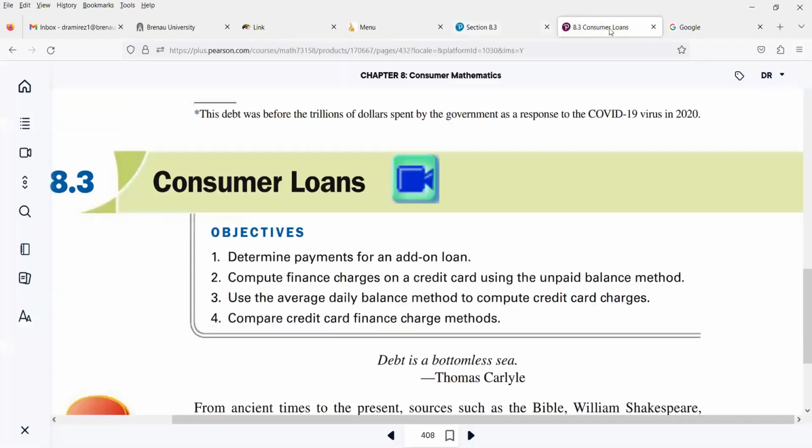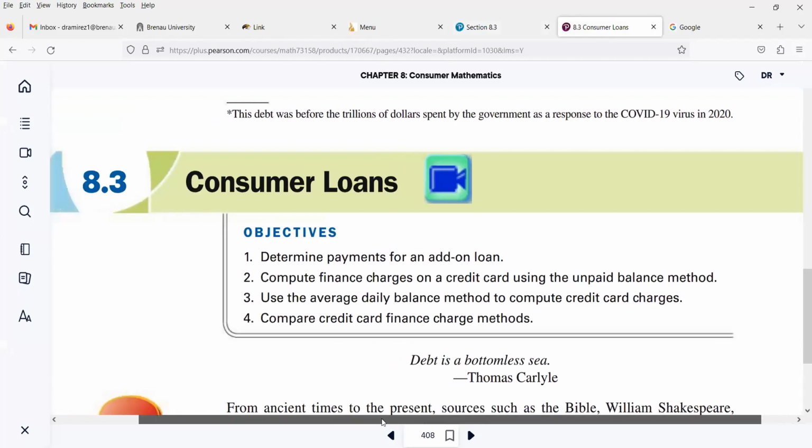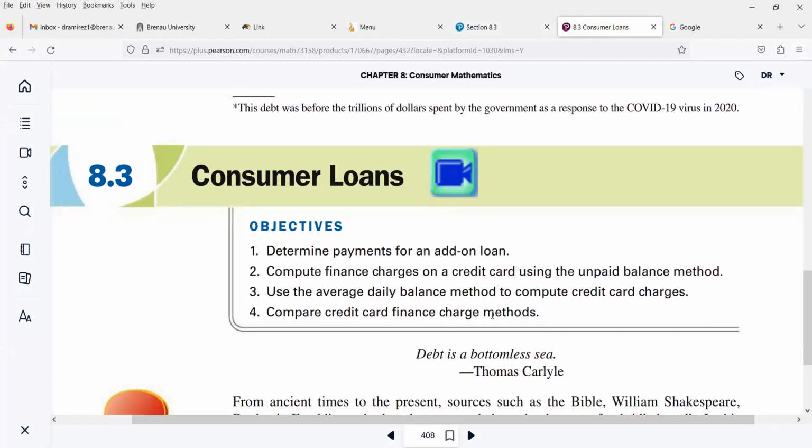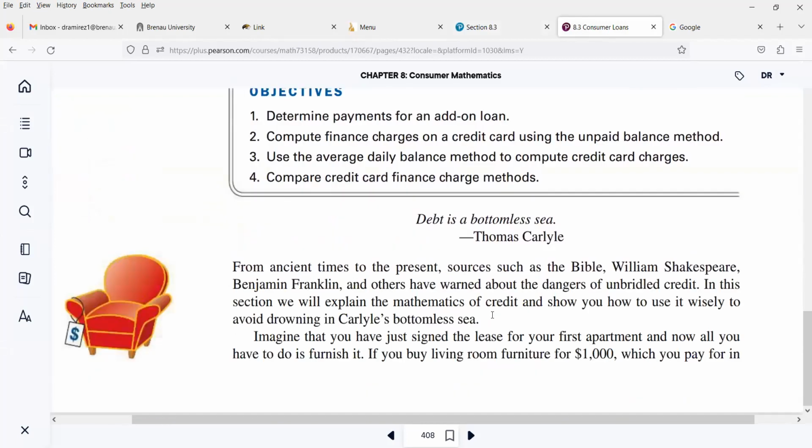Hello. In this video, I'm covering section 1.3 on consumer loans. That's going to be the third section of chapter 8. So let's read what this section is about. And we have this quote by Carlyle that debt is a bottomless sea.